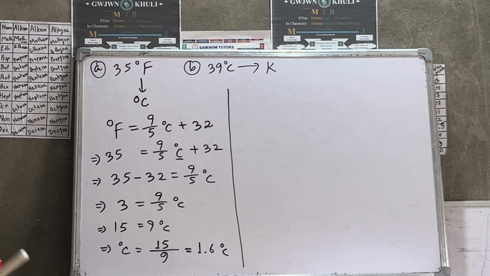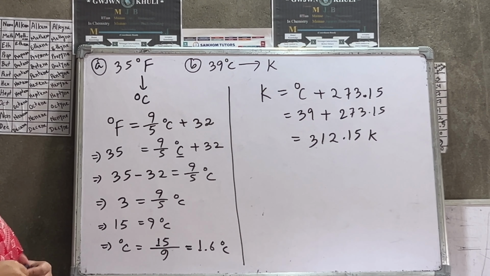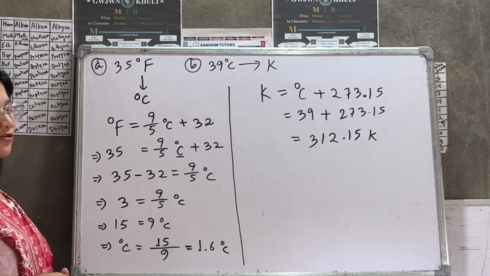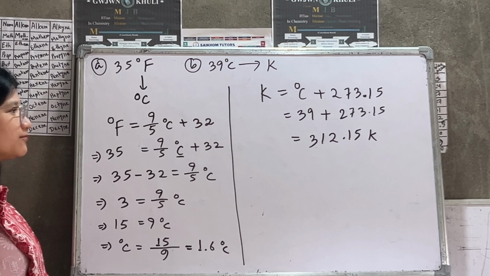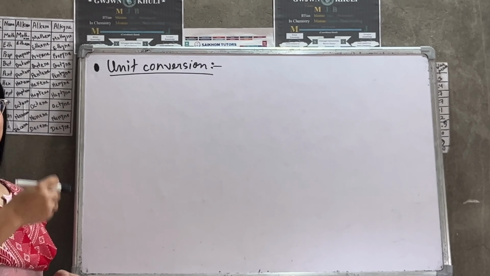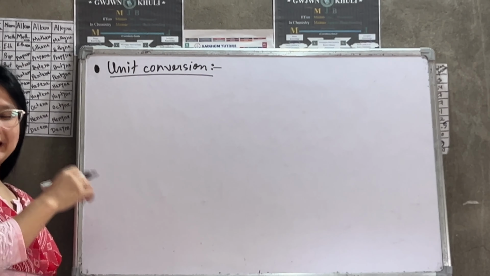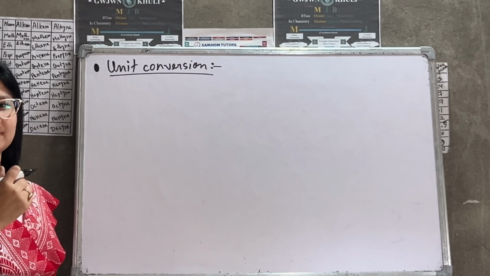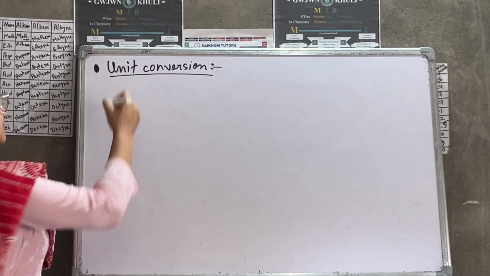So what is the relation between degree Celsius and Kelvin? The relation is Kelvin equals degree Celsius plus 273.15. So in unit conversion, we are going to learn from basic conversion to advanced conversion. So what is basic conversion?